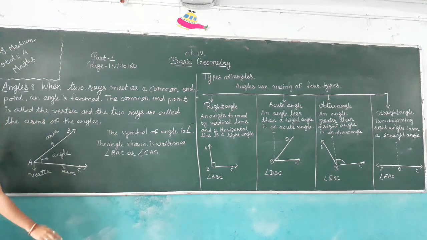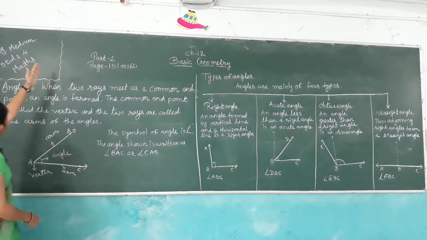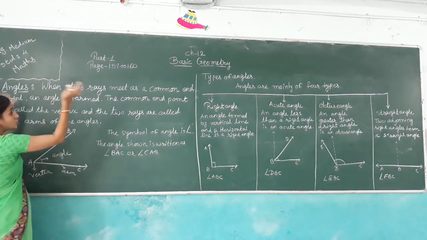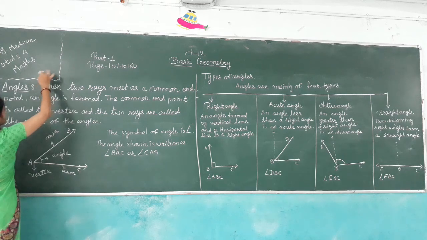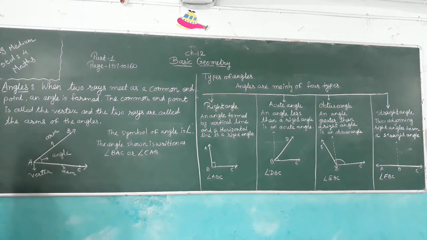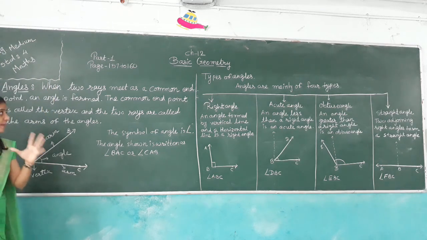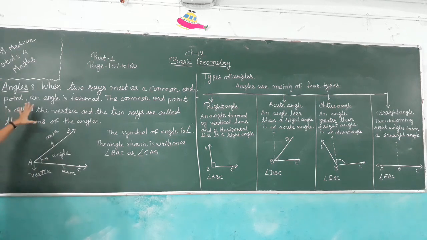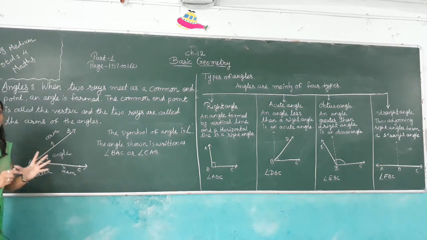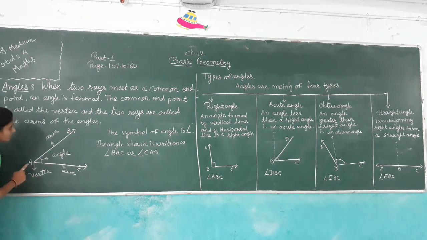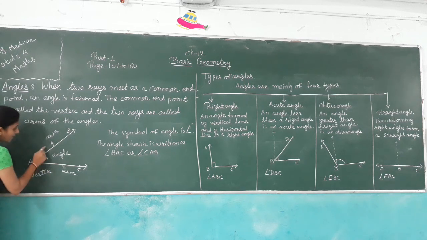Look here, this ray and this ray join, and it makes an angle. So when two rays meet at a common end point, an angle is formed. The common end point is called the vertex. This point A is called the vertex, and the two rays are called arms.